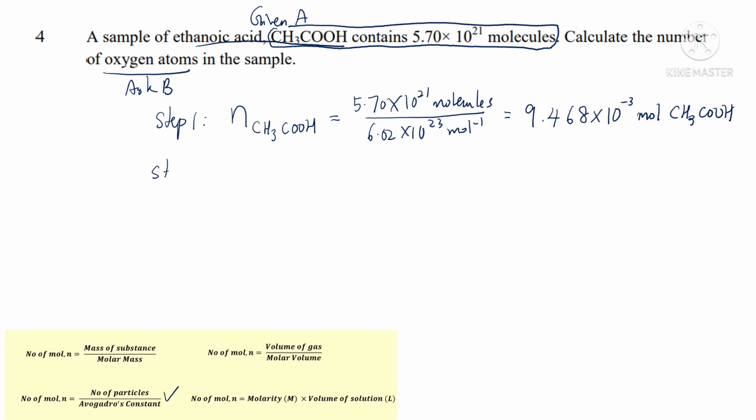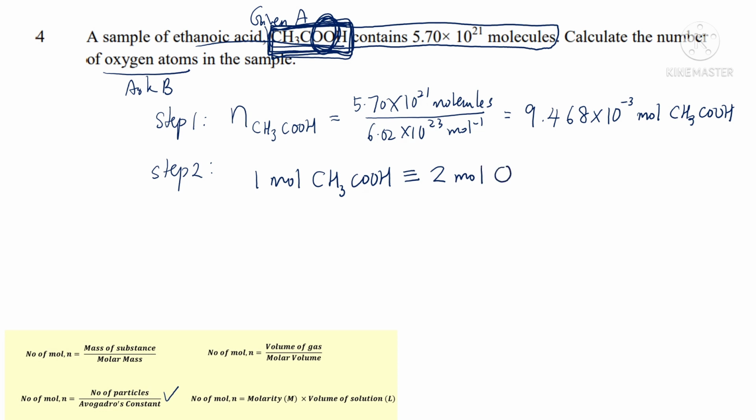And step number 2, we do the stoichiometric comparison to know the stoichiometric relationship between ethanoic acid molecule and oxygen atoms. From the molecular formula of ethanoic acid, we can see that 1 mole of ethanoic acid molecule consists of 2 moles of oxygen. So that is the stoichiometric relationship between ethanoic acid and oxygen atom. So in 1 mole of ethanoic acid molecule, it consists of 2 moles of oxygen atoms.